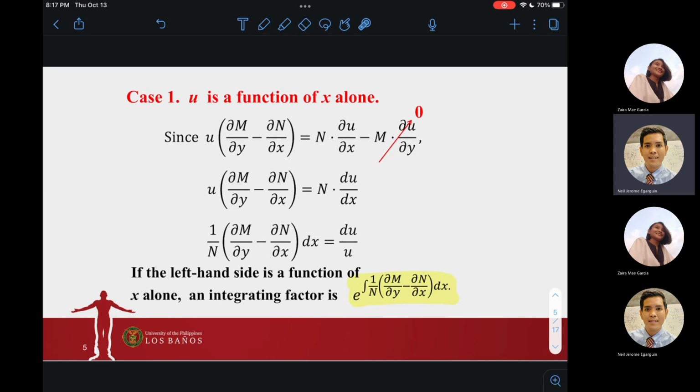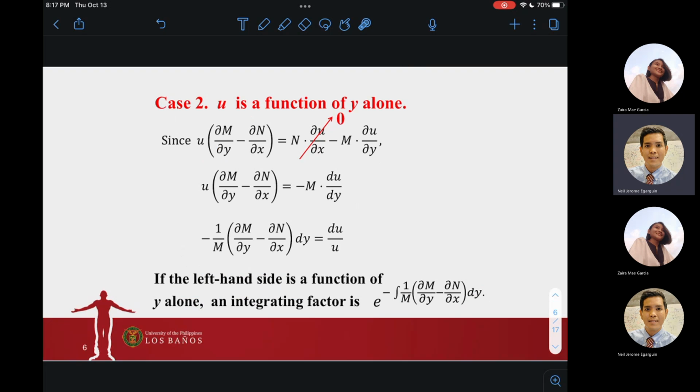On the other hand, if we will assume that u is a function of y alone, okay? So kung assume naman natin na si u ay equal kay u of y lamang, so wala siyang variable na x. So ibig sabihin yung partial derivative ni u with respect to x ay magzi-zero lamang. Alright? So ito ay magzi-zero, yung first term ay magzi-zero, matitira na lang ay negative m times du over dy. Alright? And then I divide both sides by u.